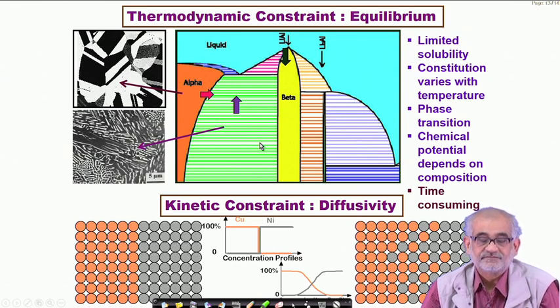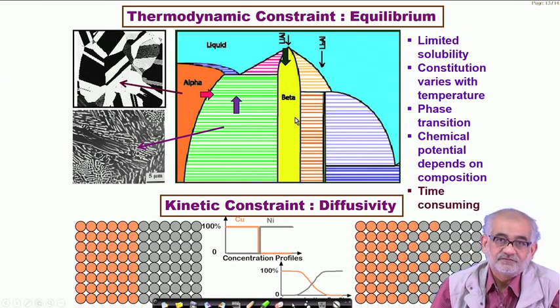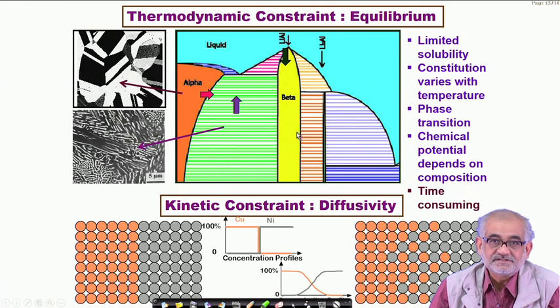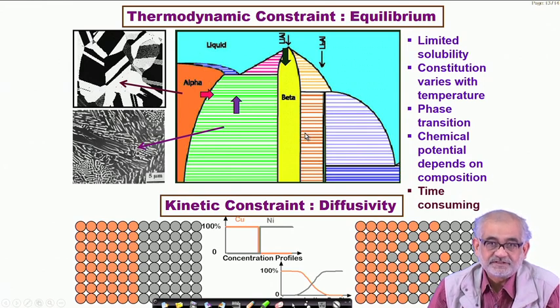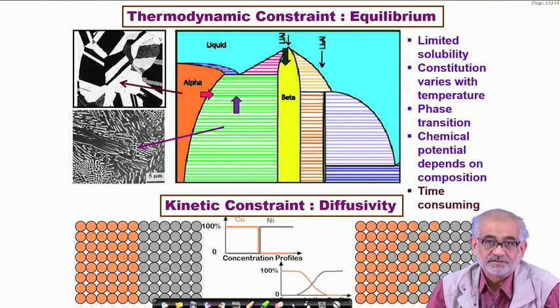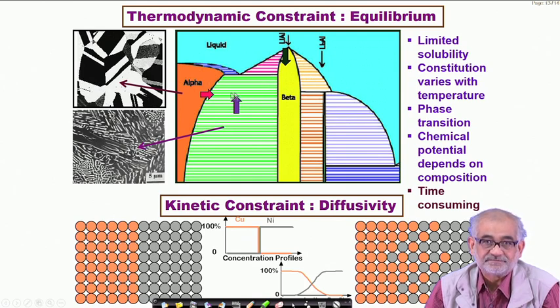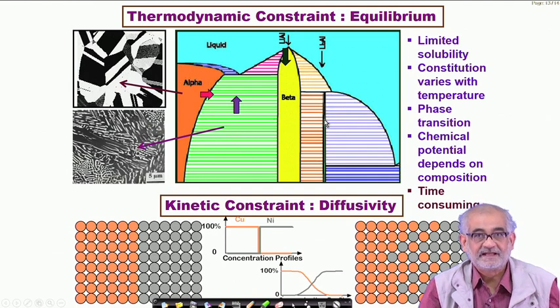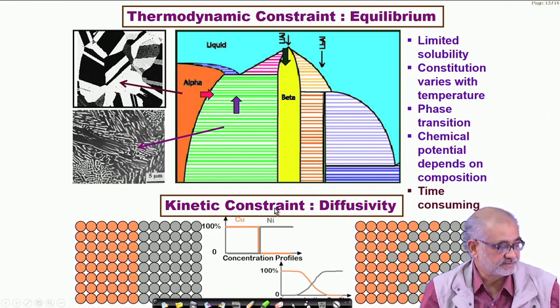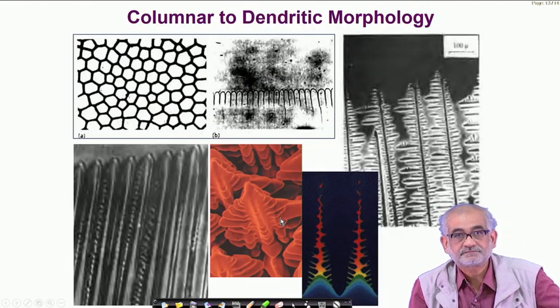In simple words, when we want to design a solid, we must realize that these two constraints have to be considered and adhered to, and if we want to defy them, then we must know what limit we are dealing with so that we can defy it. And these two constraints come from thermodynamic and kinetic origin.